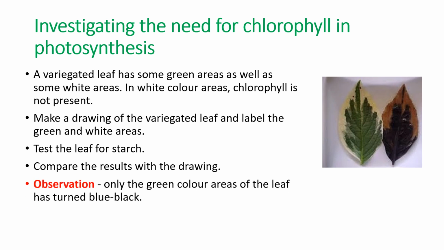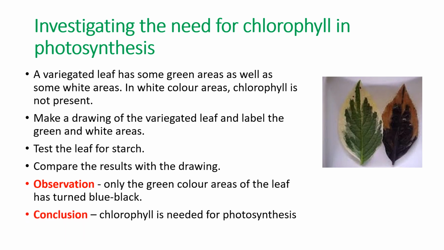Observation: only the green color areas of the leaf have turned blue-black. The white color areas remain brown, which is the color of iodine solution. So according to our observation, we can conclude that chlorophyll is needed for photosynthesis. The green color areas contain starch because photosynthesis has taken place there. White color areas do not contain starch because no photosynthesis has taken place there.